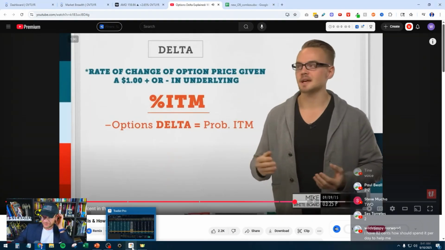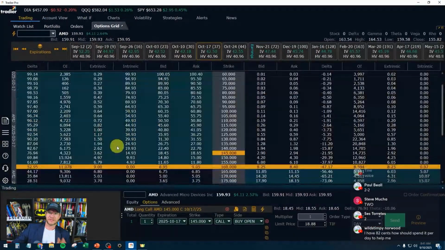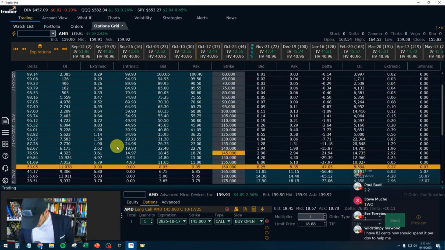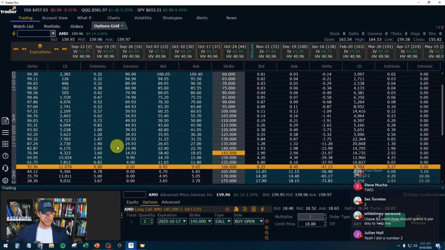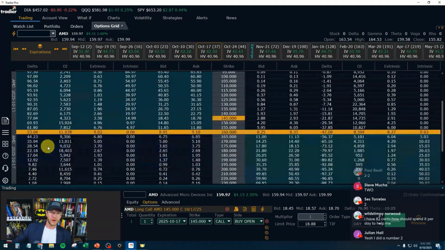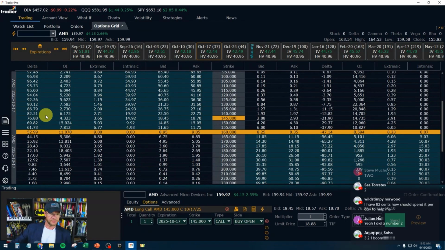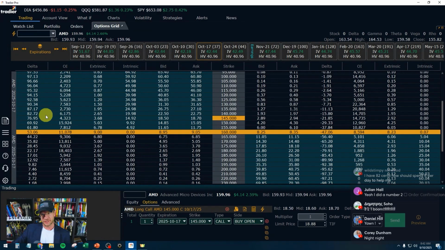Okay, so for those of you who are still awake, this is great. This is another way that people use delta. And delta, remember, the concept of delta is the rate of change for the option price for every $1 change in the underlying stock. However, one way that you can use delta, as an approximation, is the likelihood of it being in the money at expiration.